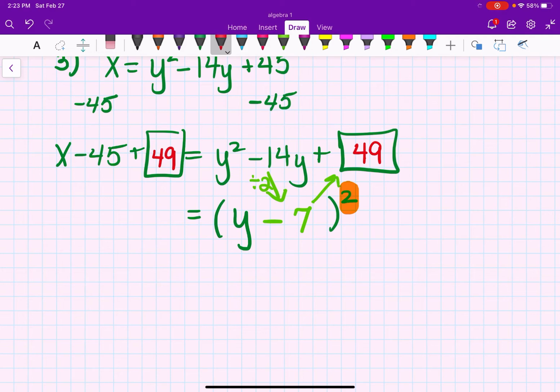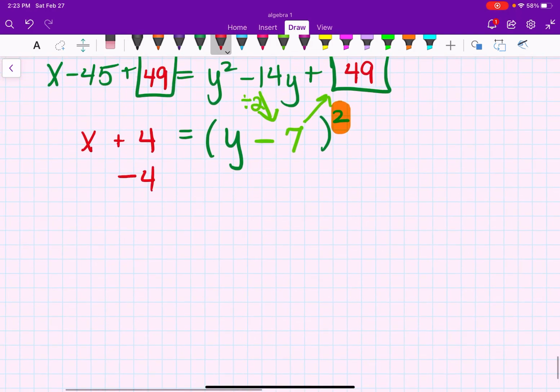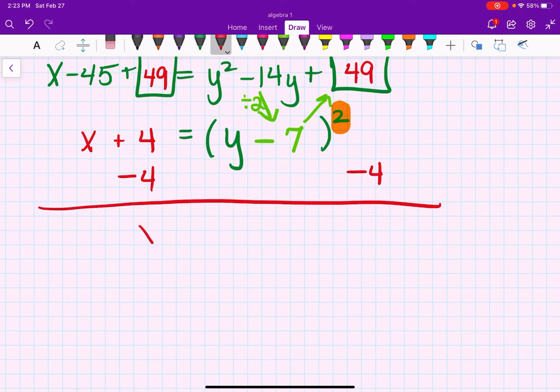And then on this left side, that means we're going to have x plus 4. Okay, we're almost done because we just need x equals. So I'm going to subtract 4 from both sides. And for some of you more conceptual people, this is the harder part for you. You can still do it. It's just going to take a little bit more thinking for you.